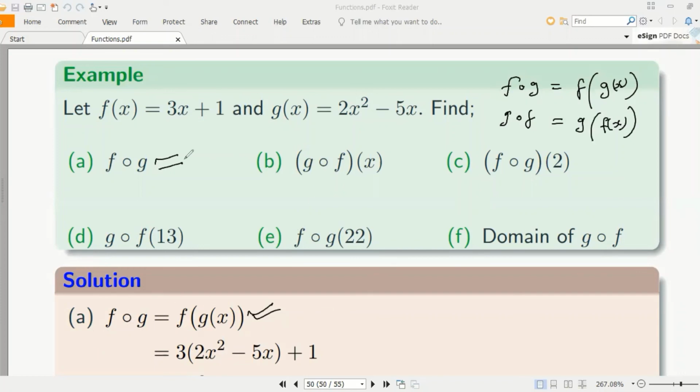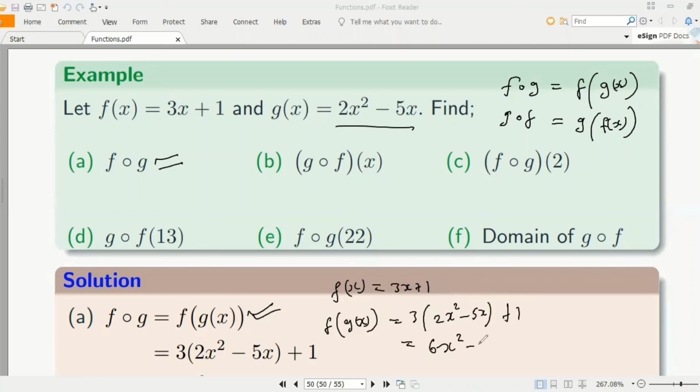We are given the equation of F of X as 3x plus 1. Now plug in G of X. Where there is X, put G of X. Then there is plus 1. So what do you get? 6x squared minus 15x plus 1. And that is the answer.